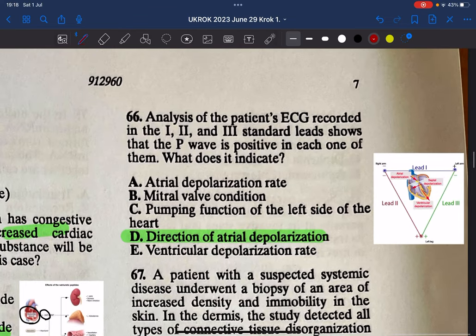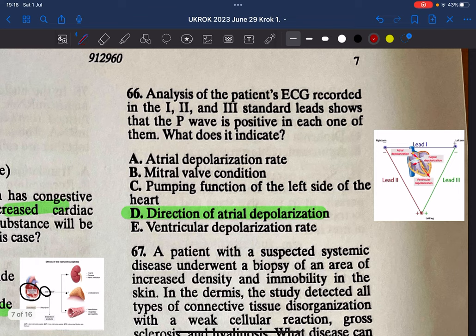We have analysis of a patient's ECG recorded in the first, second, and third standard leads, where the P wave is positive in each one of them. What does it indicate? The P wave being positive means that the P wave's direction is upwards. Negative means it's pointing downwards. And the direction of the wave refers to the direction of atrial depolarization in the ECG. If the atrial depolarization goes in this direction, like in the usual cases, then what we will see in the ECG is an upward wave. So the direction of the wave means the direction of the depolarization.